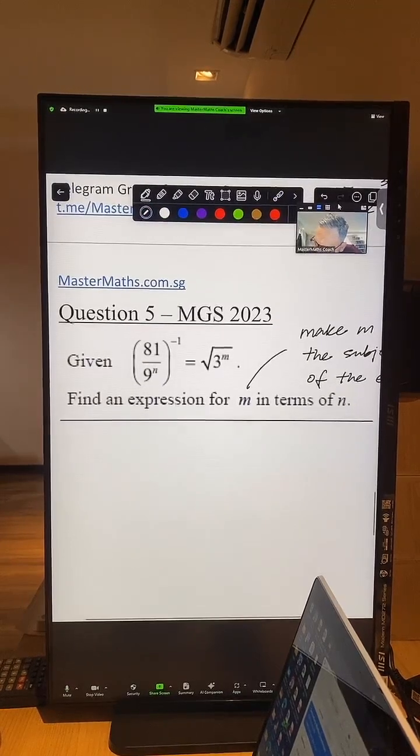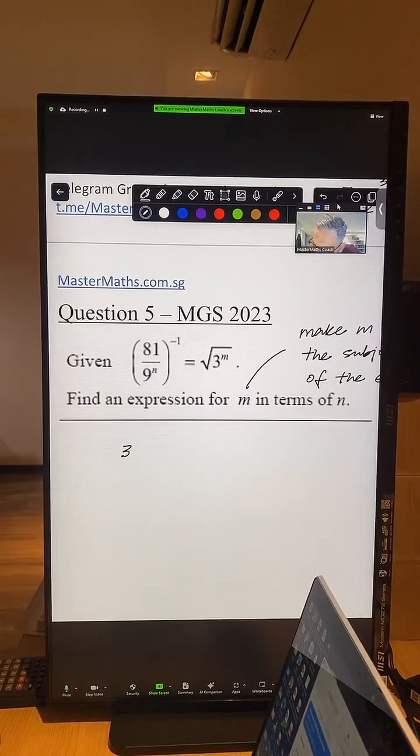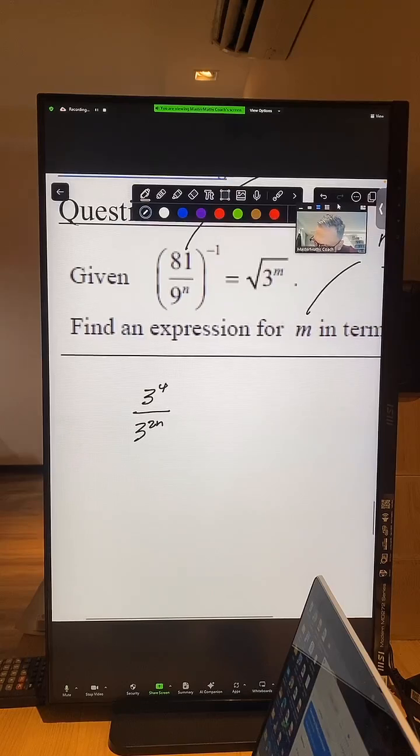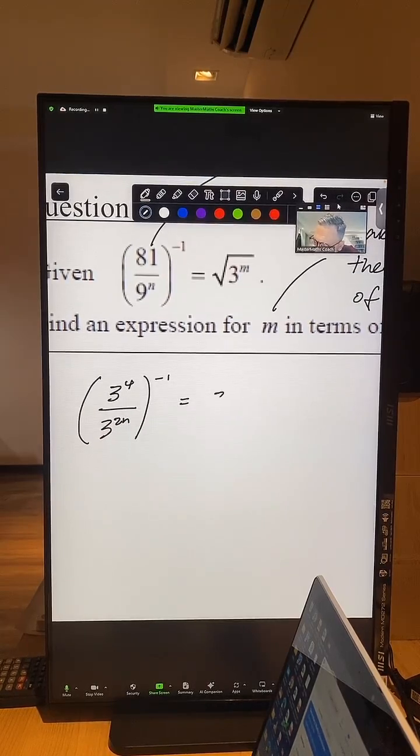See if we can solve or not. So I will change my 81 to 3 to the power 4, guys. So remember, as I said, 81 is 3 to the power 4 and my 9 is 3 to the power 2. So 81 is 3 to the power 4, my 9 to the n, I can rewrite it as 3 to the power of 2n. Okay? And the whole thing to the power of negative 1. Okay? Then on this side, the right hand side, I'm going to rewrite it like this. 3 to the power of m, bracket, I'm going to put a half outside.